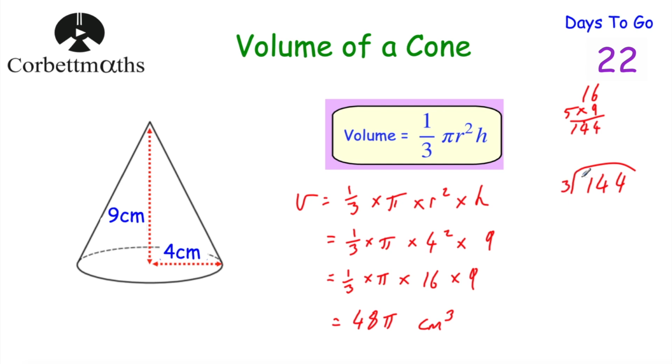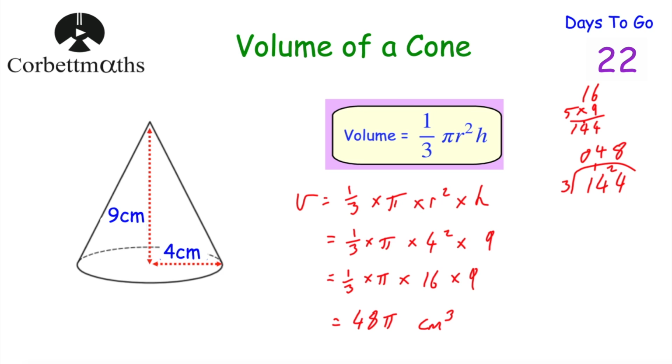So how many 3's go into 1? 0, remainder 1. How many 3's go into 14? That'll be 4. Remainder 2, and how many 3's go into 24? That'll be 8. So that'll be the 48 pi as well. So that would be the volume of that cone. And that's how we do it in terms of a calculator question and a non-calculator question.